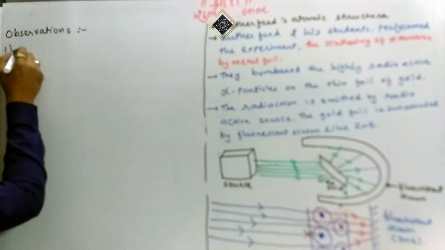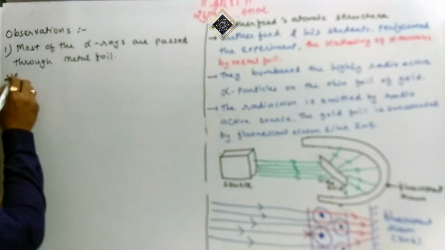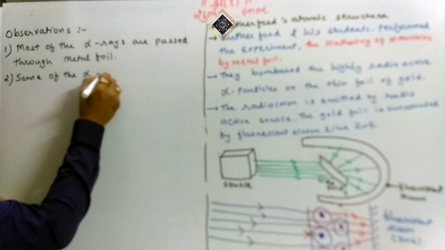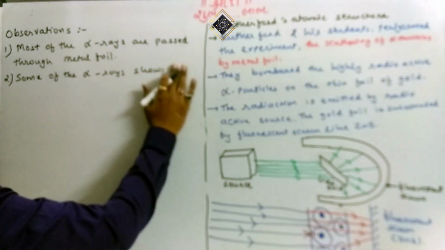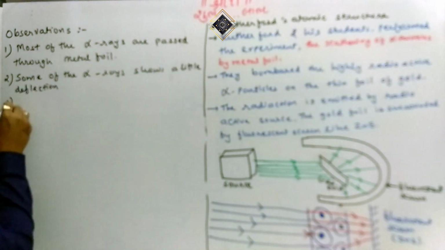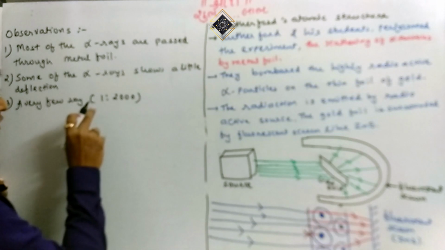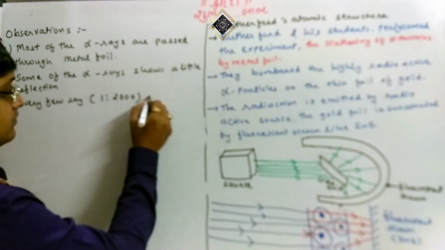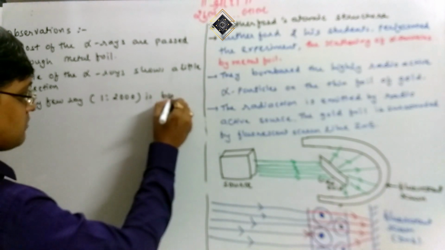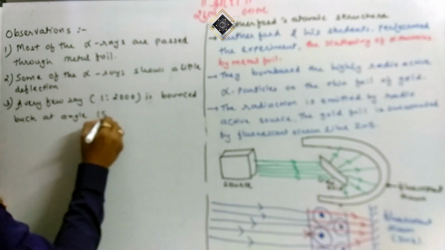Observation: first, most of the alpha rays pass through the metal foil. Some of the alpha rays show a little deflection. Third, a very few rays, the ratio being 1 out of 20,000, bounce back at an angle of 180 degrees.